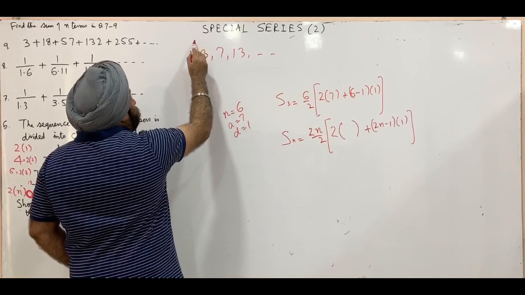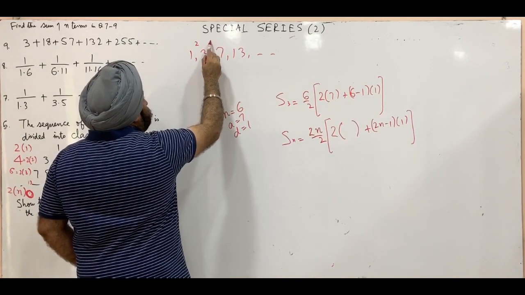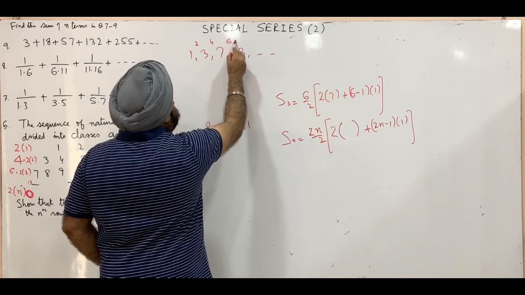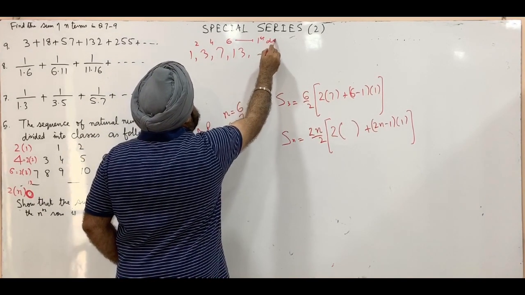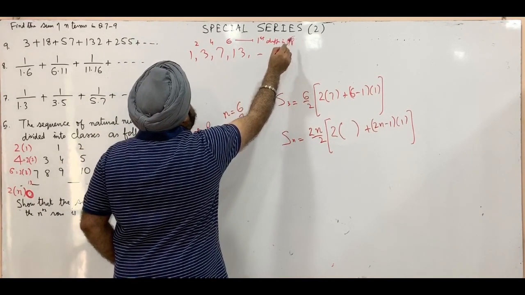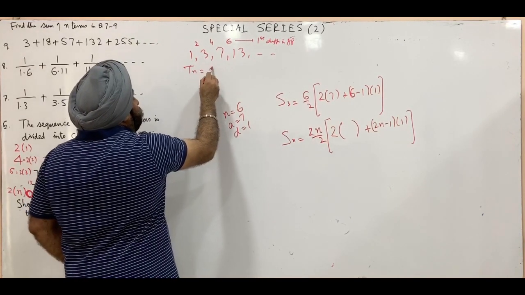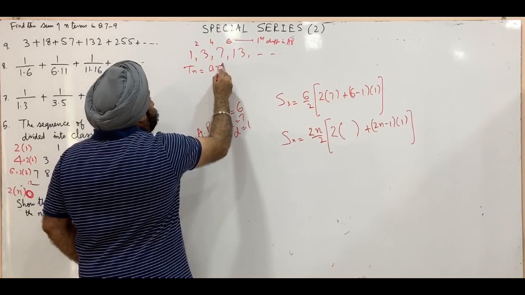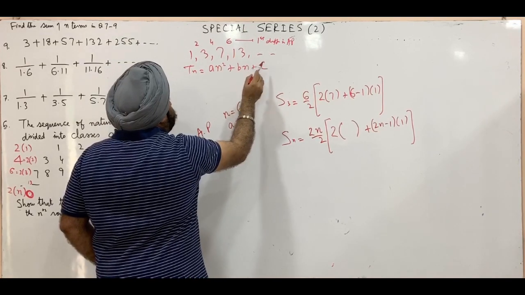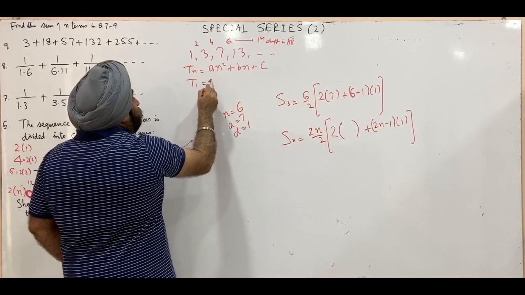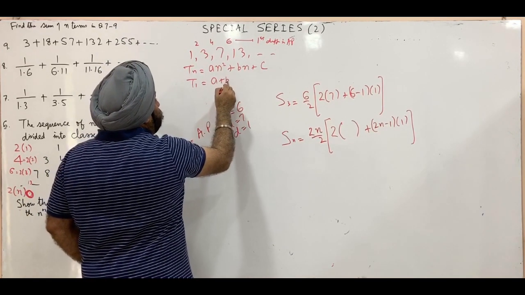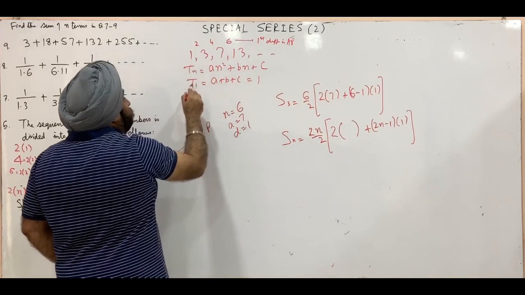Difference of 3 and 1 is 2. Difference, this is 4, next is 6. So we have first differences in AP. So that means the nth term can be written as an² + bn + c. For the first term, this is a + b + c, this is 1.